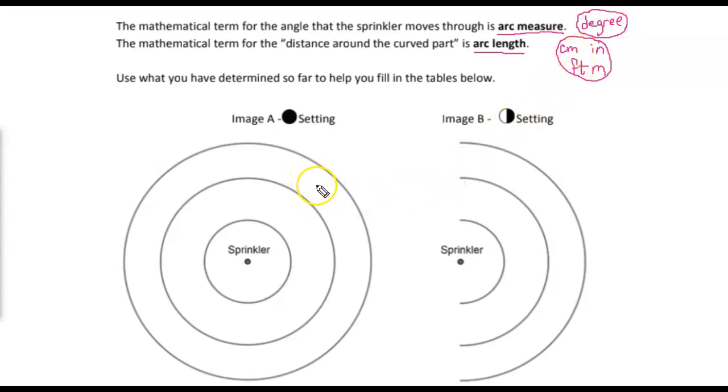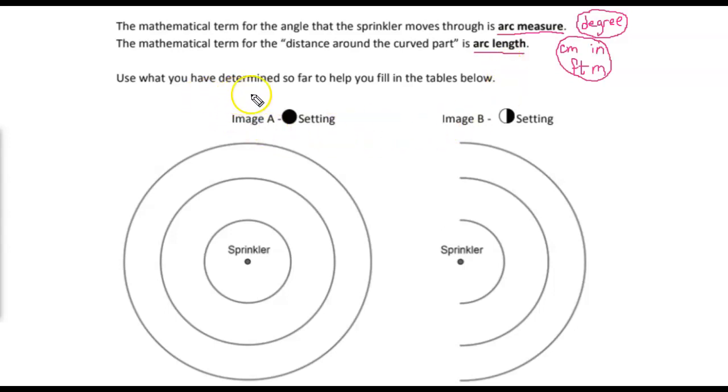So if we're talking about a piece of a circle, not the whole circle, a piece of a circle we call an arc, all right? If we want to find the arc's measure, that's based on an angle. But if we want to find the arc's length, that's if we stretched it out and put it up against a ruler, how long is that piece? So those are two different things.